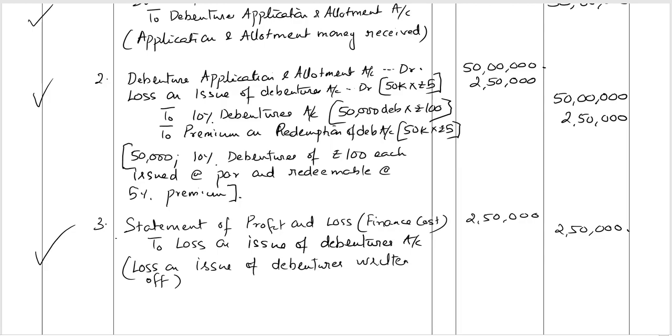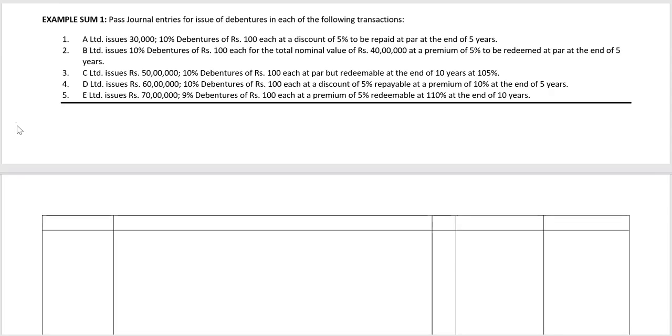Case 4. Case 4 says D Limited issues rupees 60 lakh 10% debentures of rupees 100 each at a discount of 5%, repayable at a premium of 10% at the end of 5 years. So, face value of each debenture is rupees 100. The total nominal value of face value is equal to rupees 60 lakh.